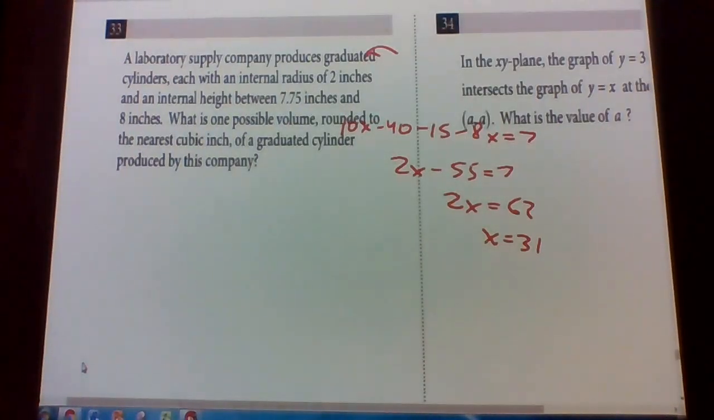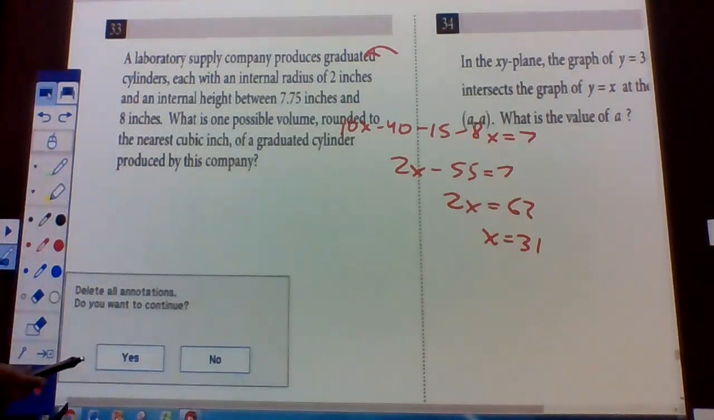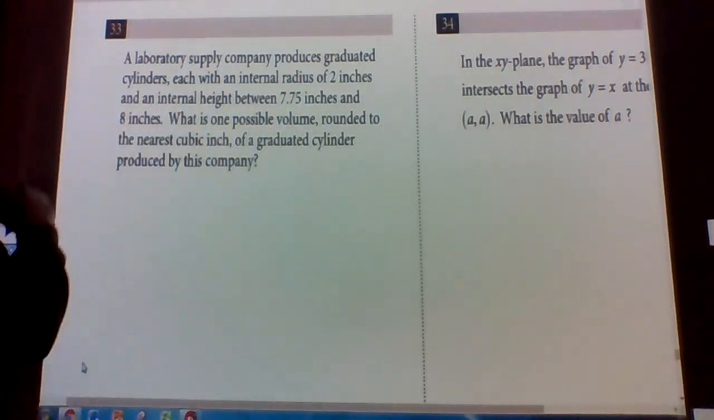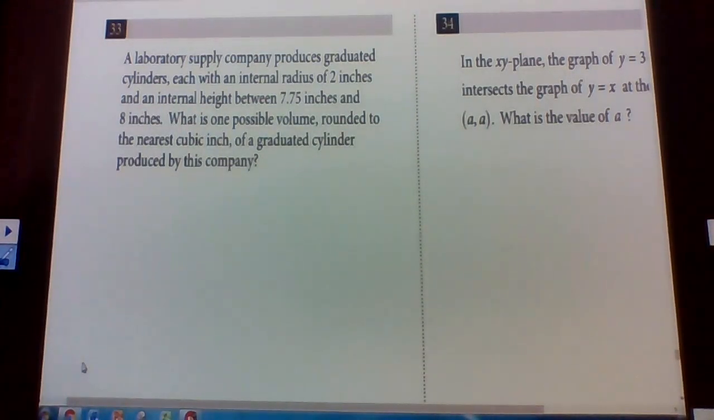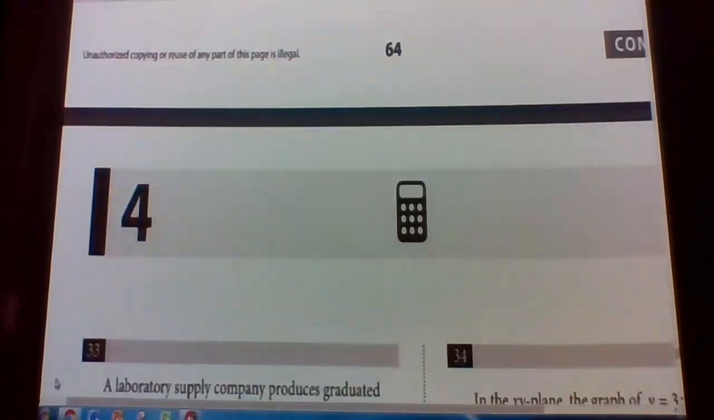Okay, 33. A laboratory supply company produces graduated cylinders. So we're looking at cylinders with an internal radius of 2 inches and an internal height of between 7.75 inches and 8 inches. Okay, what is one possible volume, rounded to the nearest cubic inch?